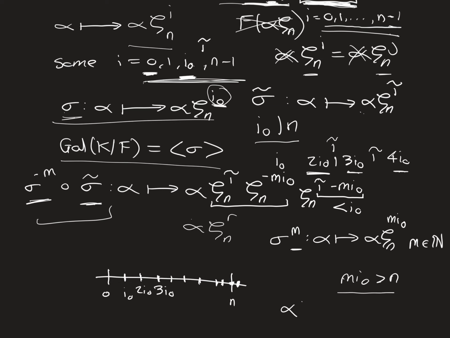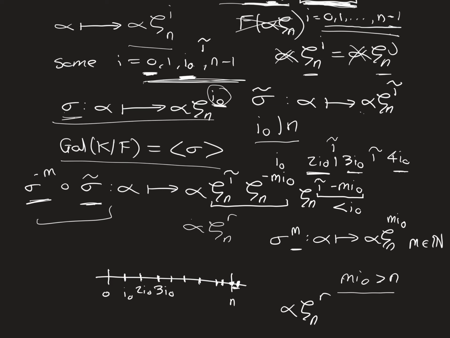That power would be mapping alpha onto alpha zeta n, and then it would be equivalent to this remainder bit here, which would be smaller than I0. So it's exactly the same sort of Euclidean division argument. It would contradict this being the smallest one.